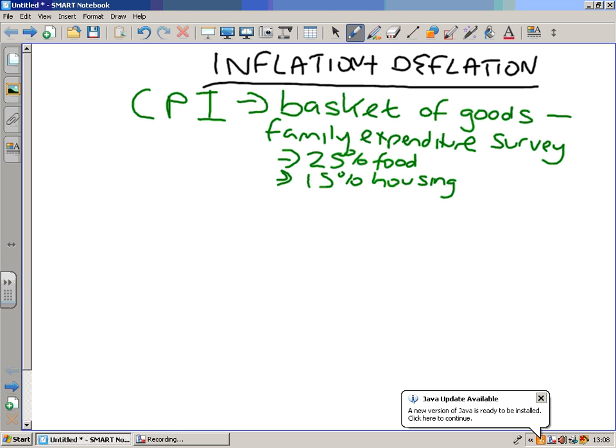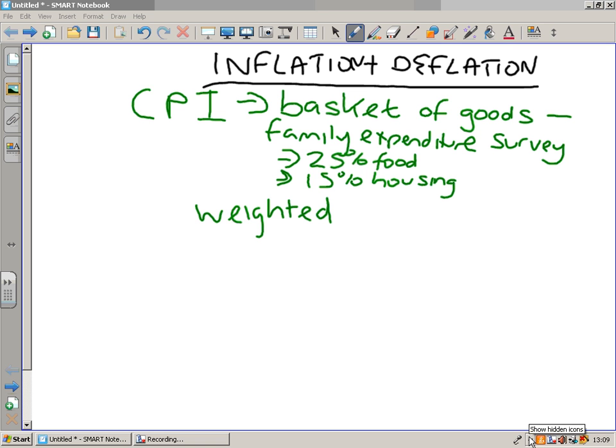Okay. Now, what I want to say here is that what we also do is that we have a weighting to inflation. We have a weighted price index, and what this does, it attaches more importance to things that people buy more of and less importance to things that other people buy. So let's take an example. Let's imagine we have product A and we have product B. Both products cost, at the moment, £100.